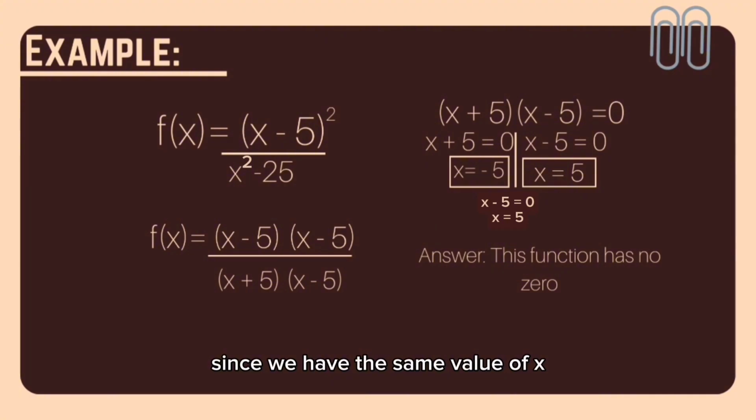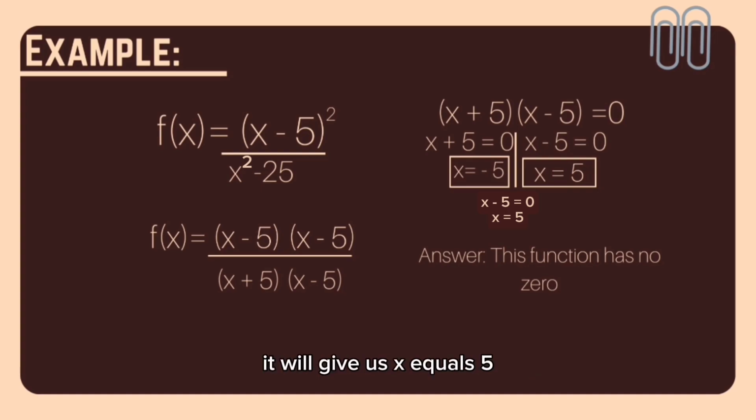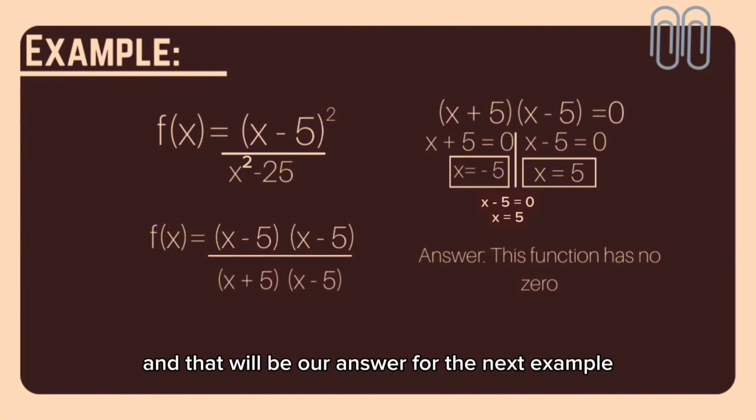Now for the numerator, we set x minus 5 equals 0. Let us move negative 5 to the other side of the equation. It will give us x equals 5. Since 5 is a restricted value, therefore the function has no zero, and that will be our answer.